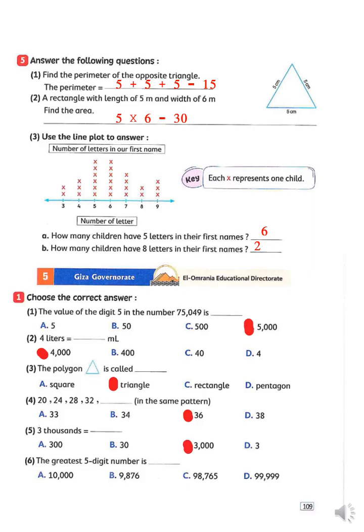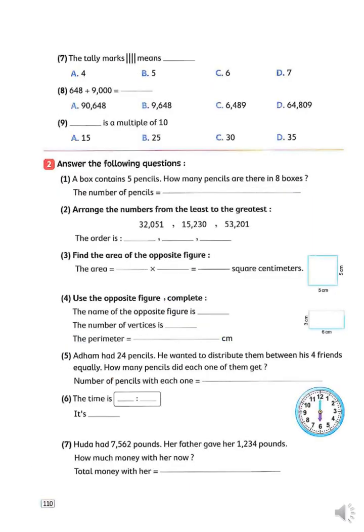The next question. The greatest 5-digit number is 99,999. The tally marks means 4. 648 plus 9,000 equals 9,648. The number that is a multiple of 10 is 30.